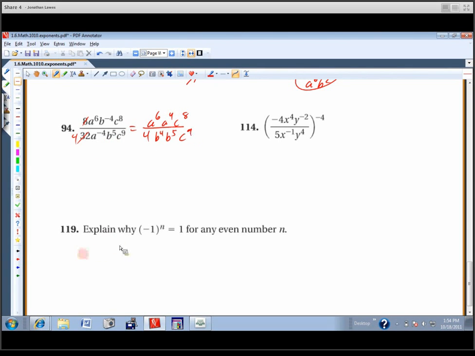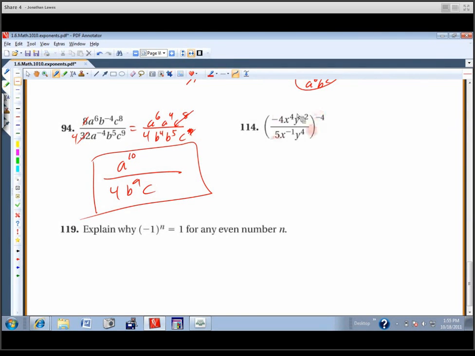I'm going to move the a to the 4th on the top. B to the 5th is fine, and c to the 9th is okay. Now I start simplifying. I've got a to the 10th on the top. I've got a 4 and a b to the 9th on the bottom. Now let's take care of the c's. 8 on the top, 9 on the bottom. That means these 8 will cancel with 8 of those, and there's 1 left, and it's on the bottom.